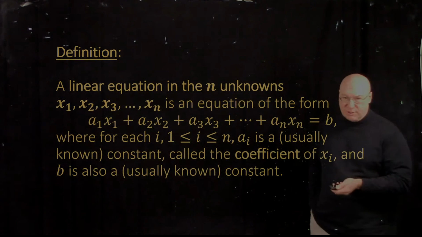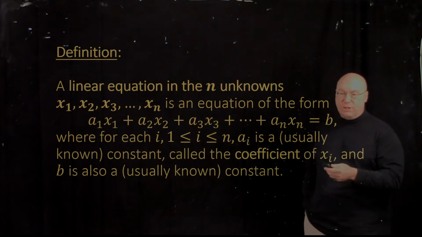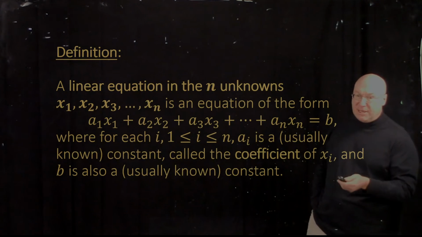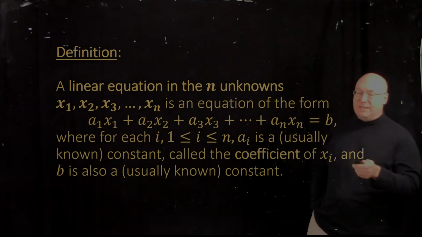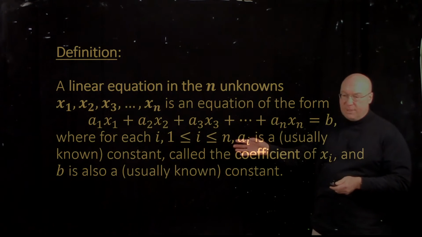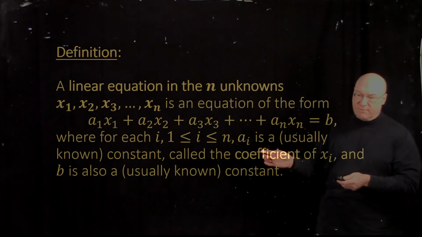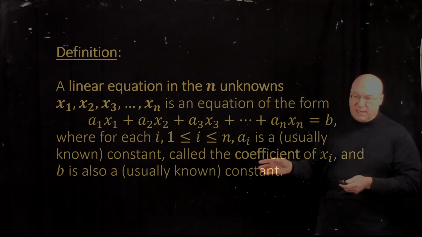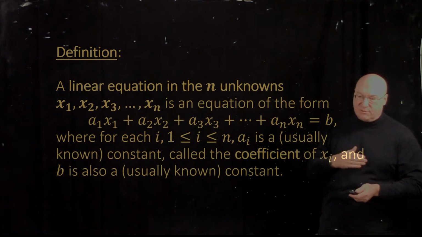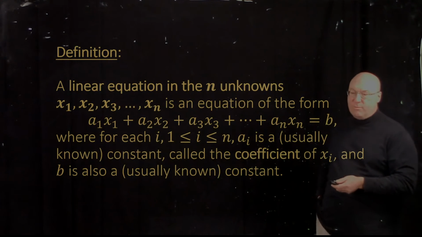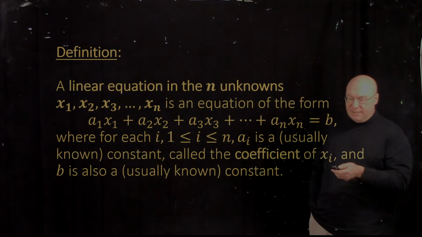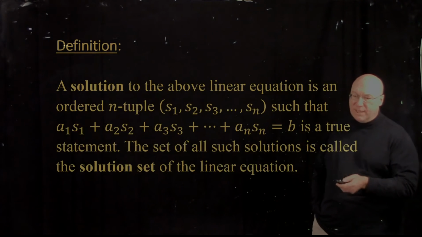Notice, of course, none of them are squared or square rooted, or I'm not taking the sine or the natural log of any of them. It's linear, meaning it's just a constant, a1 times the first variable x1, plus a constant a2 times the next variable x2, etc., all the way up. That's what we mean by a linear equation in the n unknowns x1 through xn.